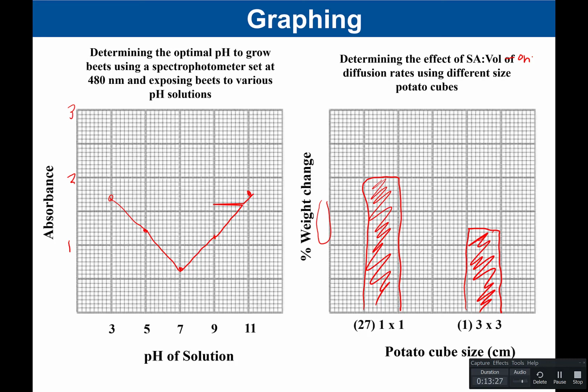That's your title. So you're going to have two graphs that you have to make, one for the pH experiment and one for the surface area to volume ratio experiment.